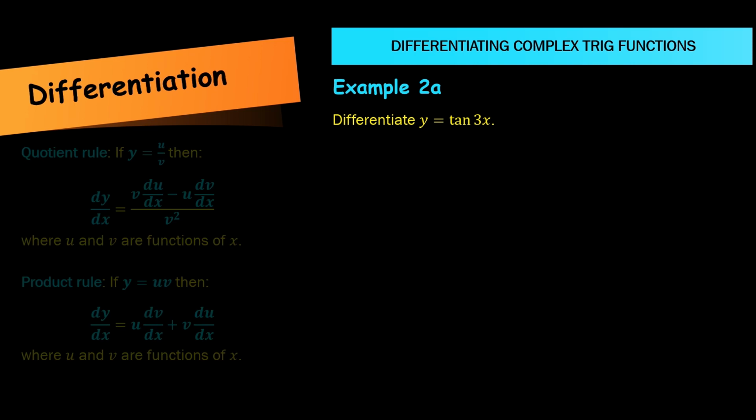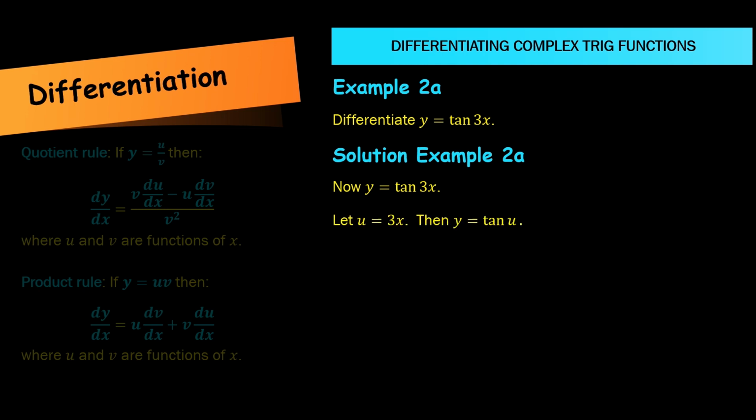So let's take a look at part A first. We are required to differentiate y equals tan 3x. So let's solve this. Now y equals tan 3x. So if we let u equal 3x, then y equals tan u. We also have that du dx equals 3 and dy du equals sec squared u.